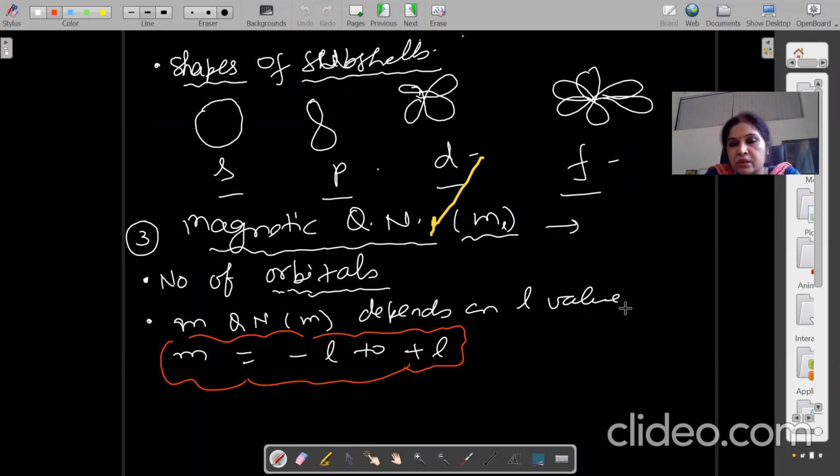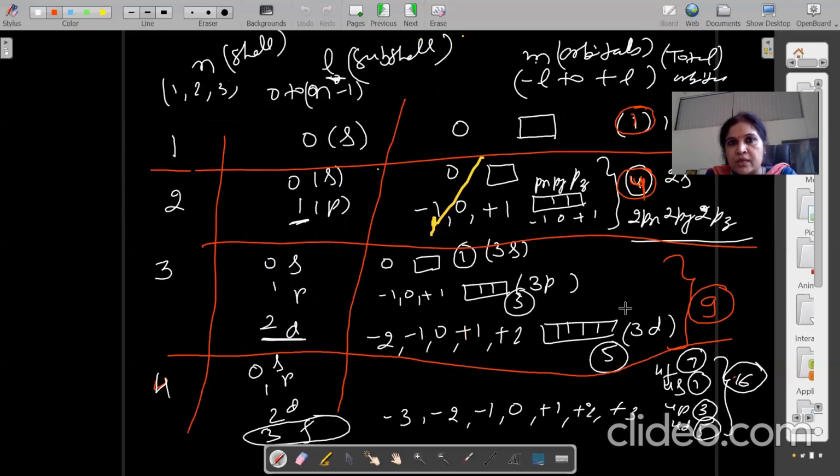Magnetic quantum number. What is the third? Now the third quantum number is the magnetic quantum number, which is indicated by m subscript l. It tells about the number of orbitals, and this value depends on l, ranging from minus l to plus l. So if n is 1, l is 0, m is also 0, it means s has only one orbital. If l is 1, that is p, p has 3 orbitals: minus 1, 0, plus 1. d has 5 orbitals: minus 2, minus 1, 0, plus 1, plus 2.